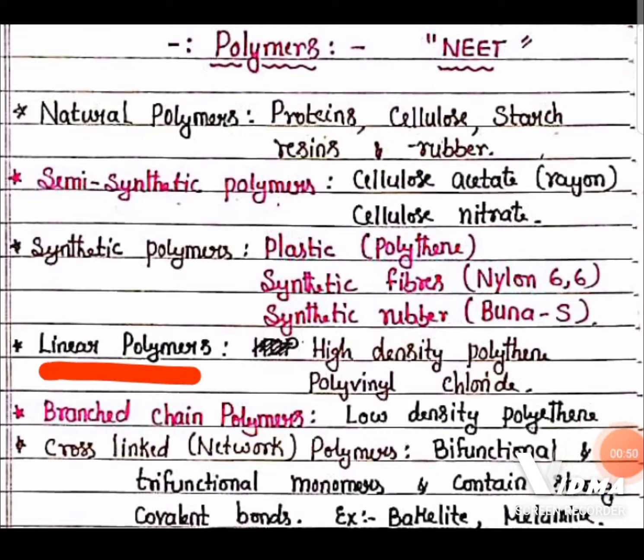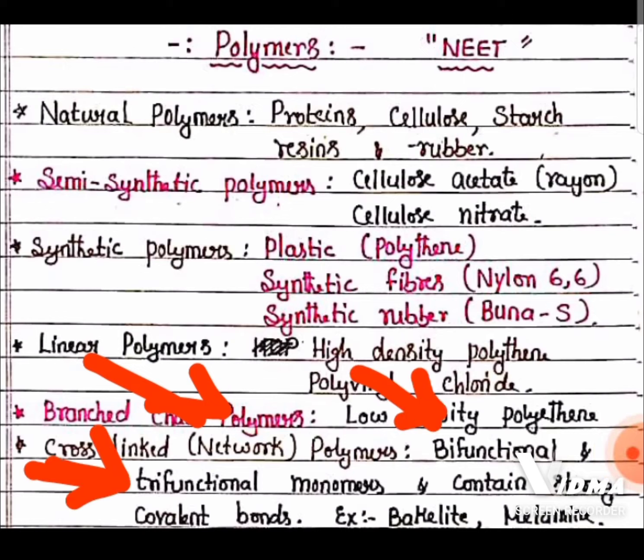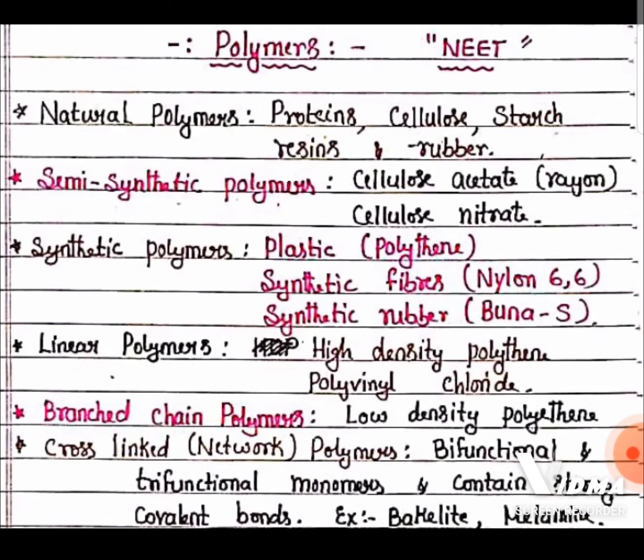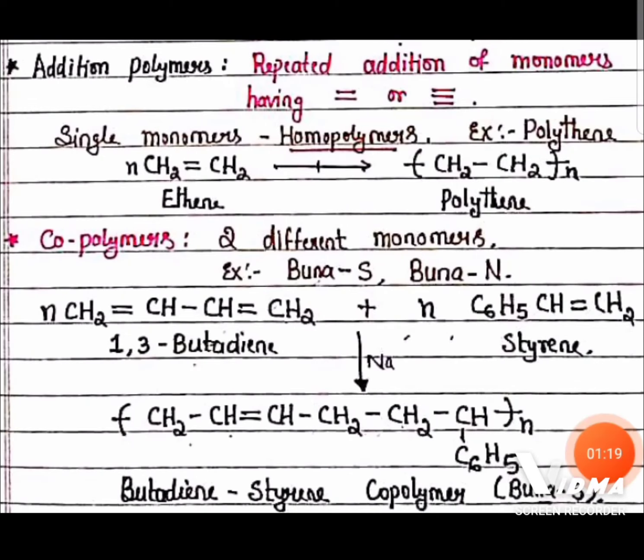Linear polymers, example high density polythene and polyvinyl chloride, PVC, and branched chain polymers include low density polythene. And cross-linked or network polymers are formed by the repeated addition of bifunctional or trifunctional monomers, and here you can find the formation of strong covalent bonds. Examples for network polymers: bakelite and melamine.